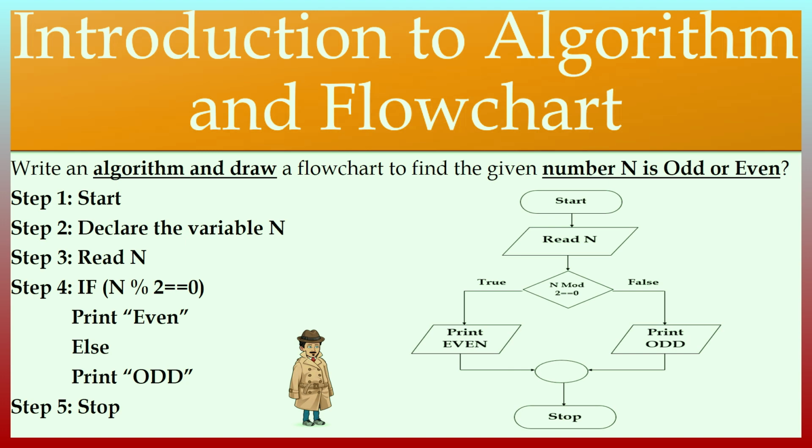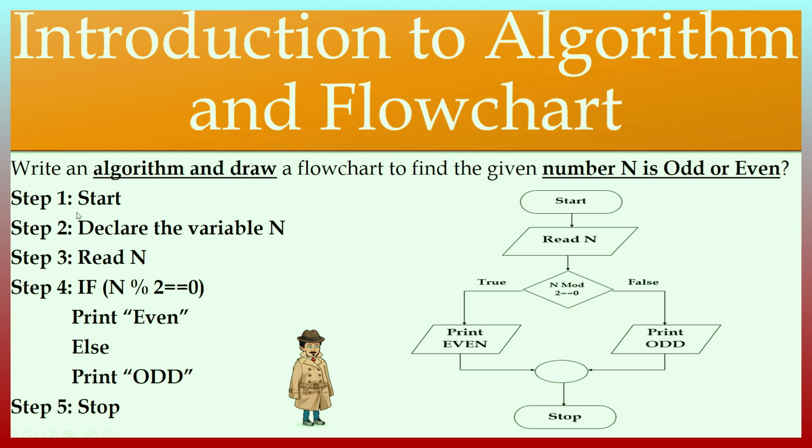Now the next example is write an algorithm and draw a flowchart to find the given number n is odd or even. It means that we want to get a number, let us say the number is n, from user, and you want to find out the number is odd or even. Okay, so for this task, we want to write an algorithm, then you want to draw a flowchart. So we'll start with algorithm.